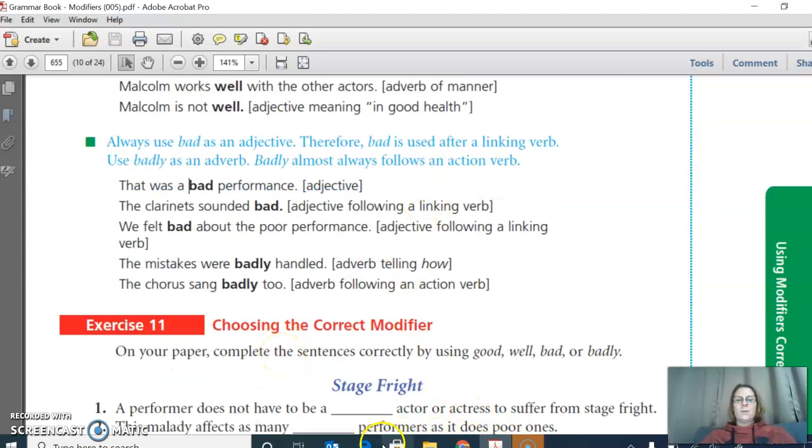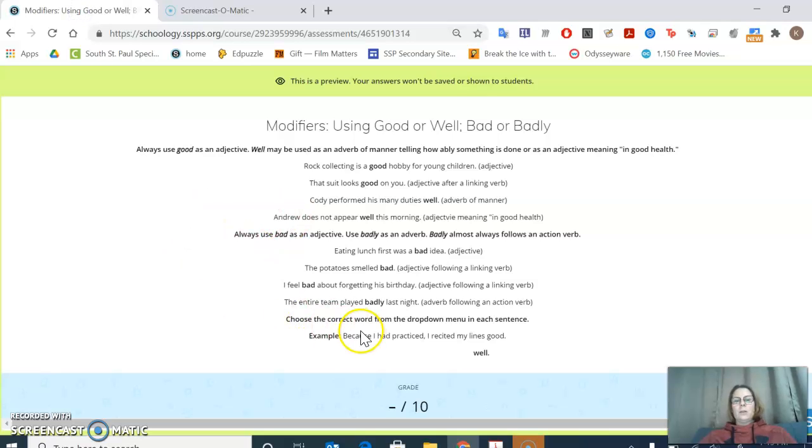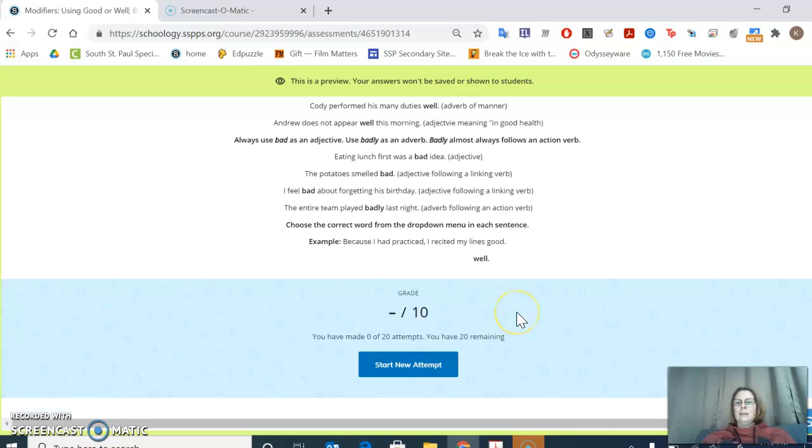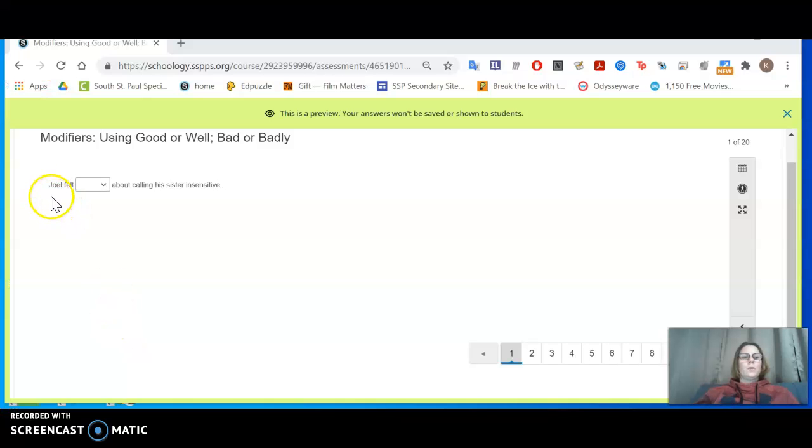So now what does that look like for your assignment? You're going to choose the correct word from the drop-down menu in each sentence. Let's start. Joel felt bad about calling his sister insensitive. We choose bad in this case because felt is a linking verb and bad is an adjective describing Joel. And then you move to the next one, and so on and so forth.